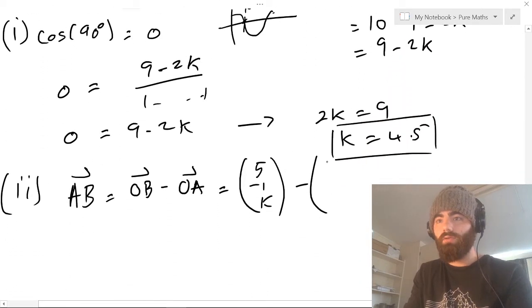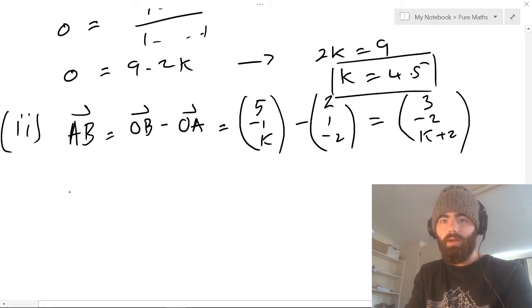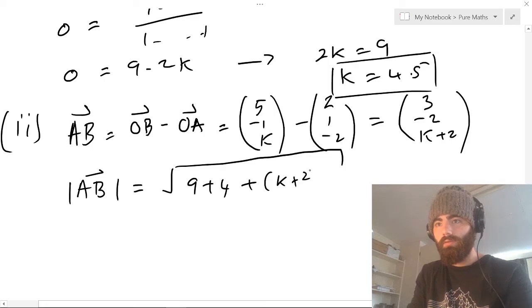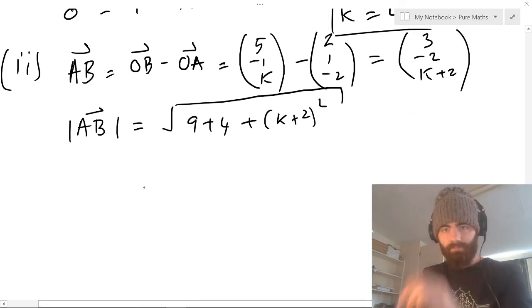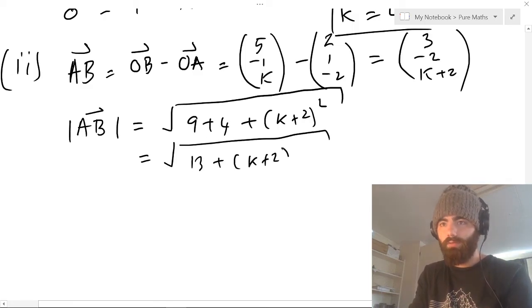(2, 1, -2), which gives us 5 minus 2 is 3, -1 minus 1 is -2, and k minus -2 is k plus 2. And so the magnitude of this is equal to the square root of 9 plus 4 plus (k plus 2) squared. We'll just simplify that a bit and we get the square root of 13 plus (k plus 2) squared.